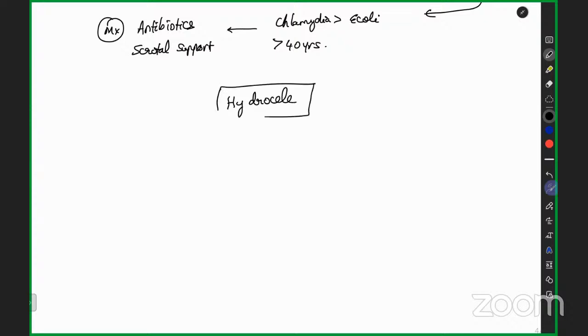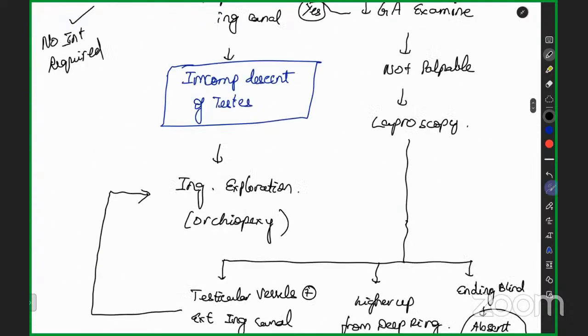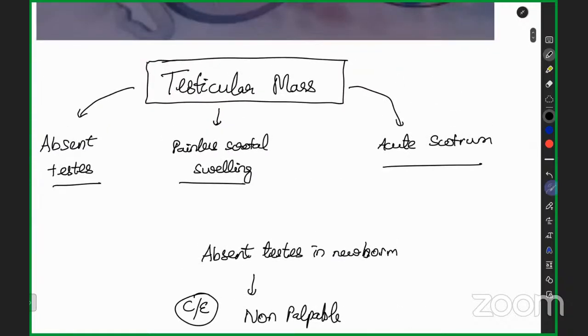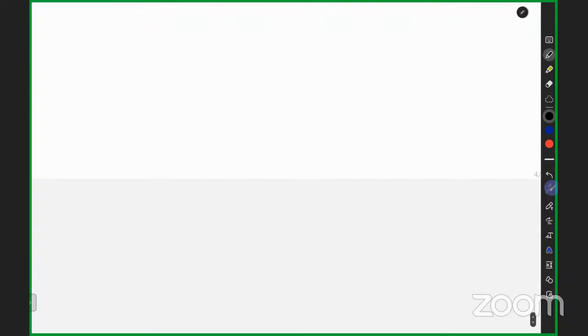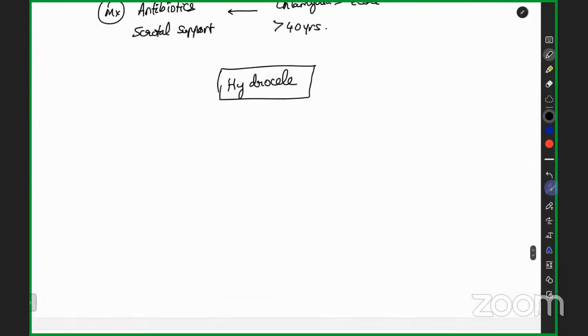Do you remember we classified the entire testicular mass into three categories: absent testis, painless scrotal swelling, and acute scrotum. Remember, right? So now this comes under the heading of painless scrotal swelling. If you have a bigger paper, I recommend you take it all in a single paper, and finish writing everything on one paper. That is perfect, because it is easier for comparison.